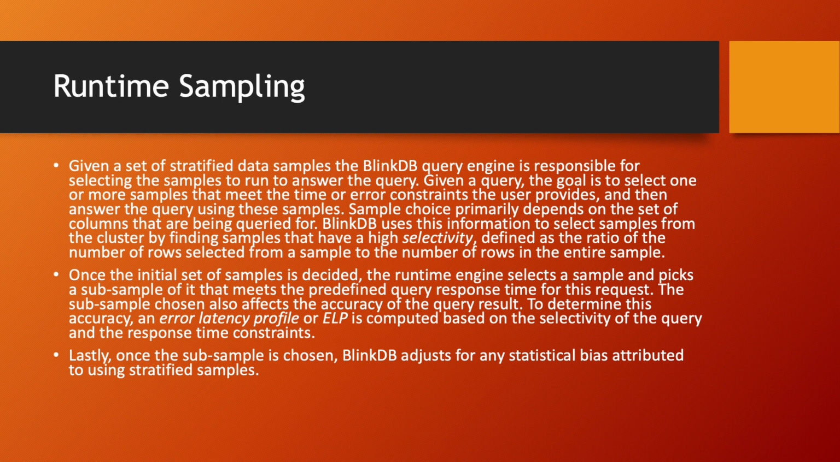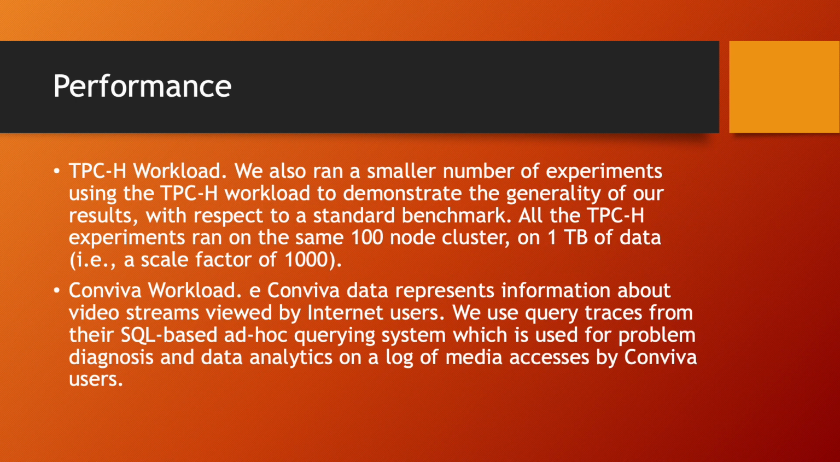Once the initial set of samples is decided, the runtime engine selects a sample and picks a subsample of it that meets the predefined query response time for this request. The subsample chosen also affects the accuracy of the queried results. To determine this accuracy, an error latency profile, or ELP, is computed based on the selectivity of the query and the response time constraints. Lastly, one of the subsamples is chosen. BlinkDB adjusts for any statistical bias attributed to using stratified samples.